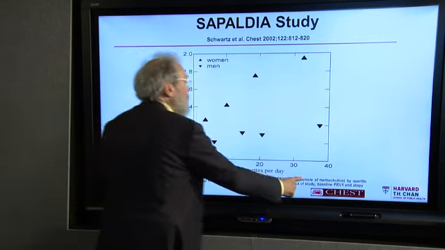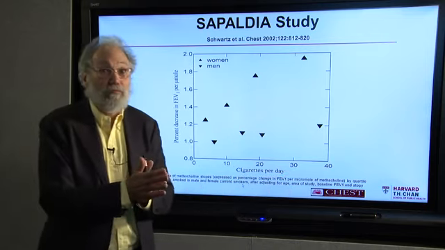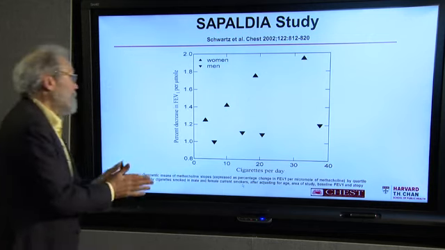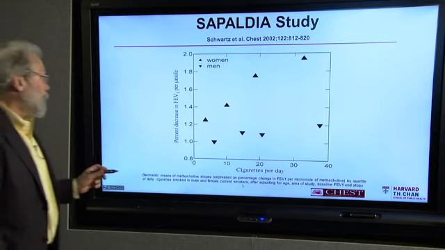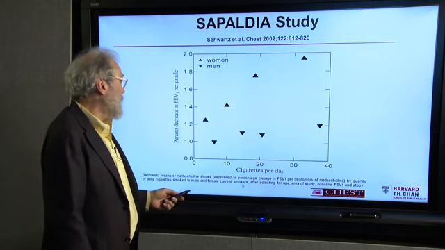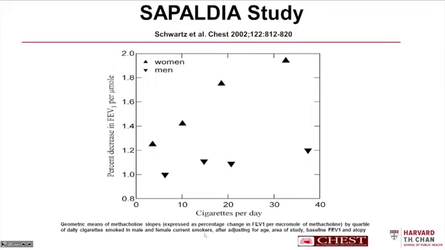And this is how many cigarettes they smoke. And this was in the 90s, and people in Switzerland smoked a fair amount. There were a lot of smokers there. So this is what happens as a function of cigarettes per day. These are quartiles in men and women. And what you can see is that smokers are more responsive to methacholine.